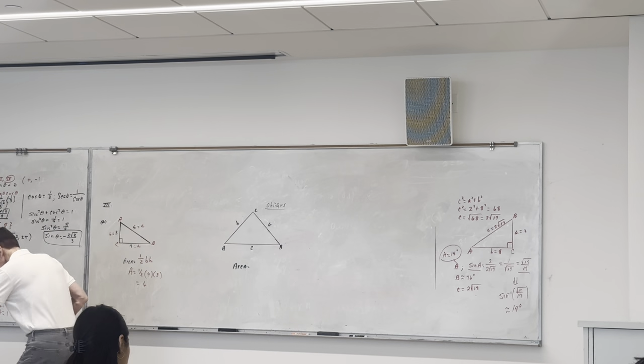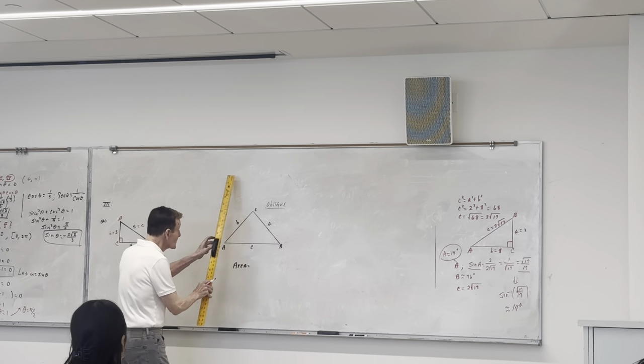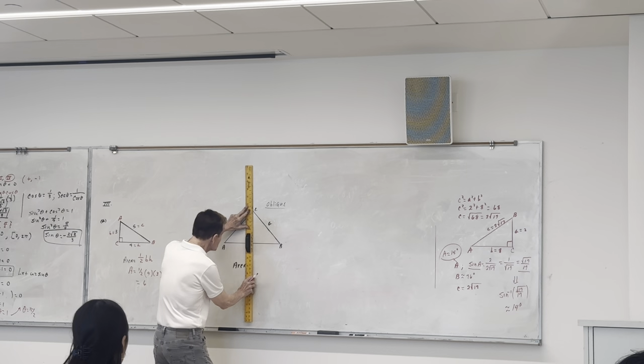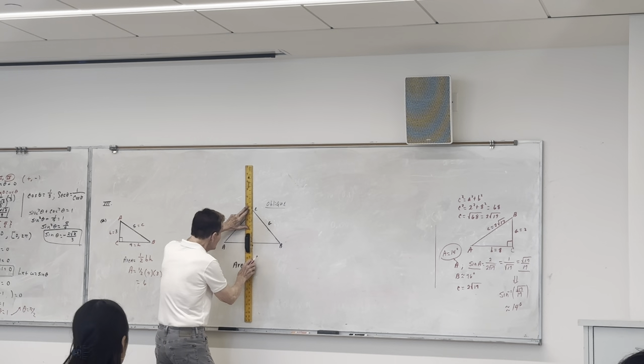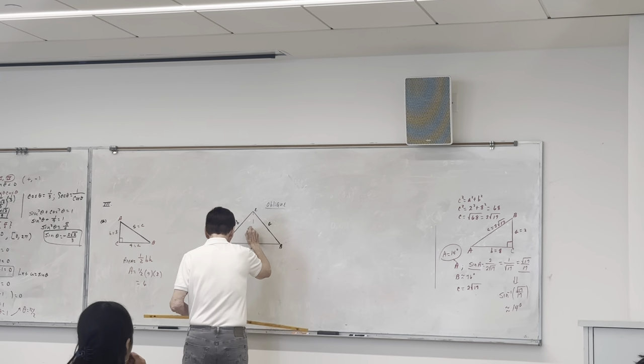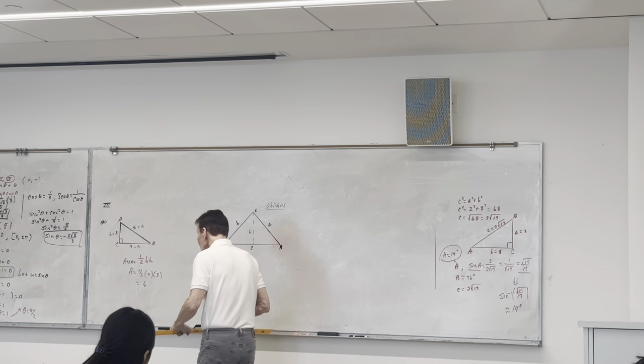Isabella says, "Professor, put a height in." She says she wants the one that drops down from the top, like this, and label this as your height, your perpendicular. Now I've got a height.